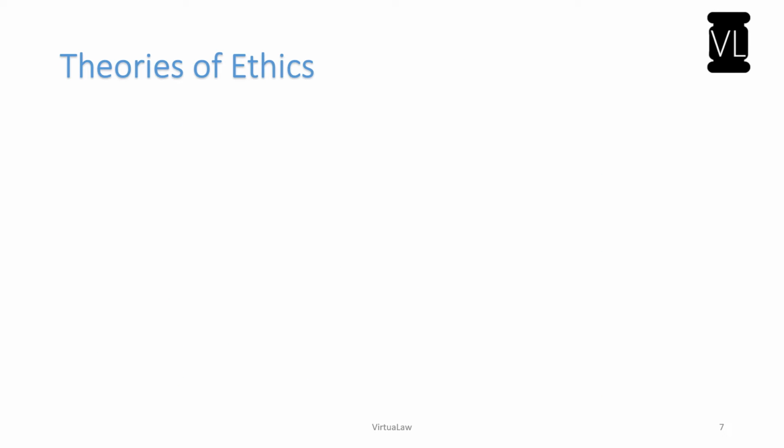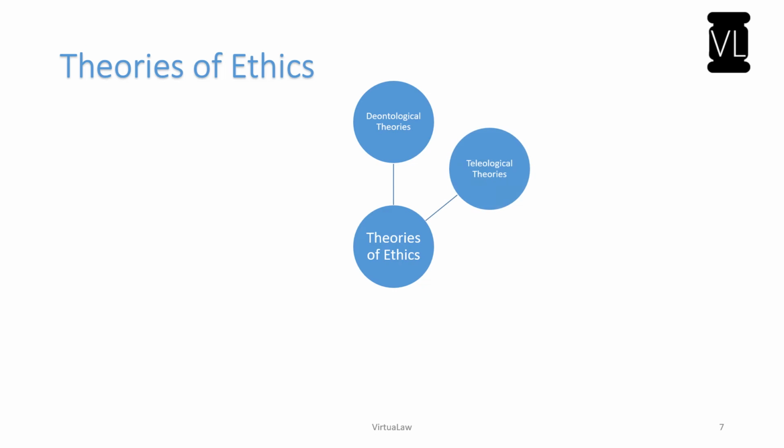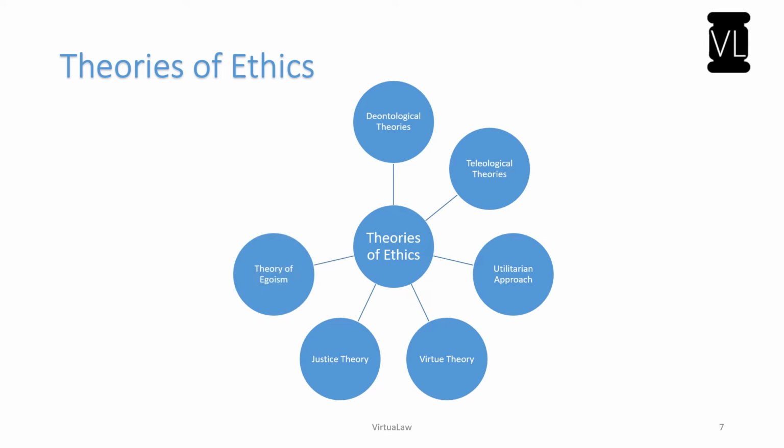Now, let us go through theories of ethics. There are various theories of ethics, starting from deontological theories, teleological theories, utilitarian approach, virtue theory, justice theory, theory of egoism, and finally theory of relativism. Let us quickly brief through each theory in our subsequent slides.